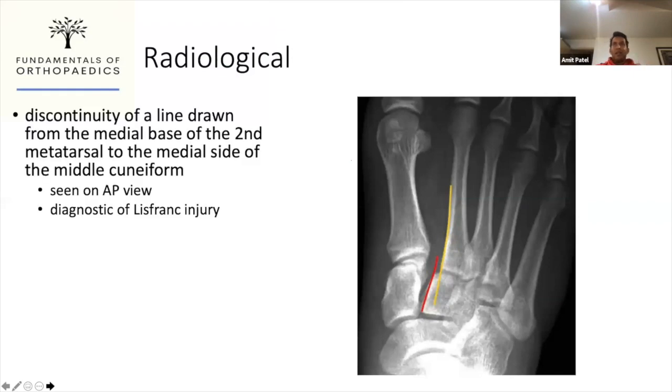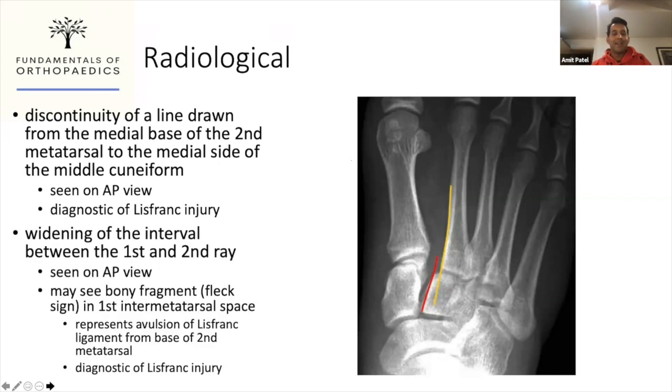The key to the initial diagnosis is having those 3 views: the dorsoplantar view, the oblique view, as well as the lateral view. All show you something that helps in the diagnosis of this injury. In the dorsoplantar view, you draw a line down the medial aspect of the second metatarsal, and this should line up with the medial side of the medial cuneiform. So the yellow line and the red line should line up. And if they don't, we can think that this is most likely a Lisfranc injury.